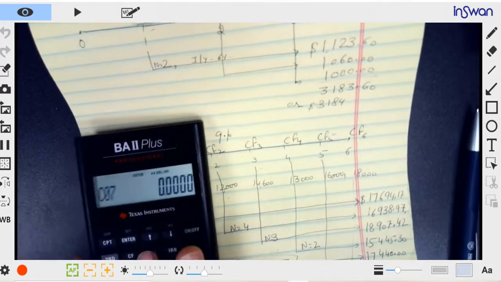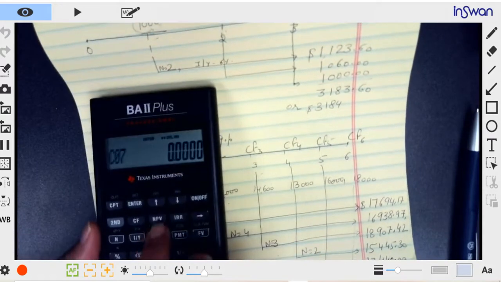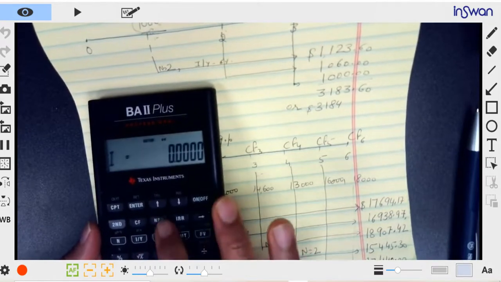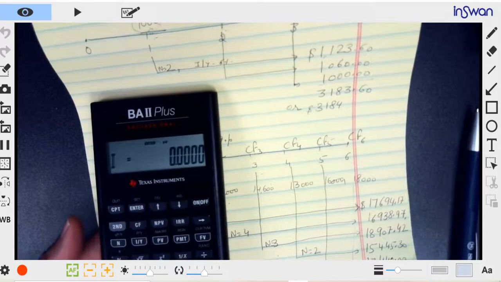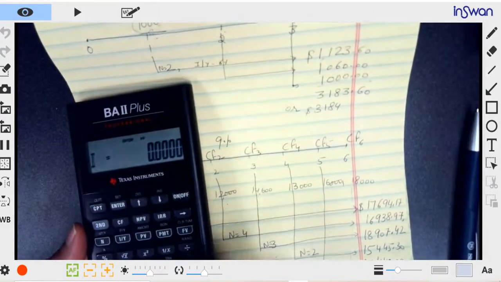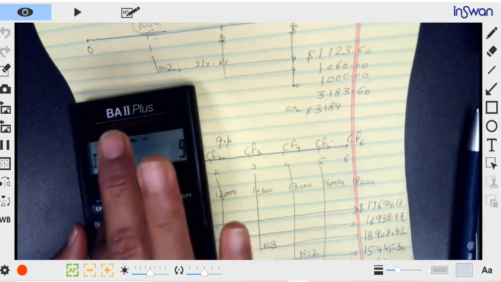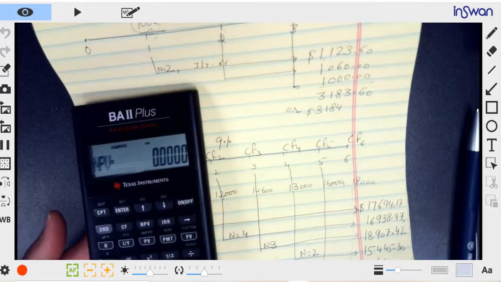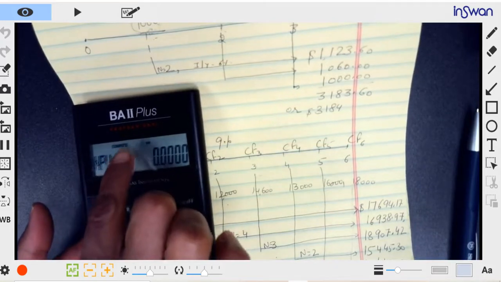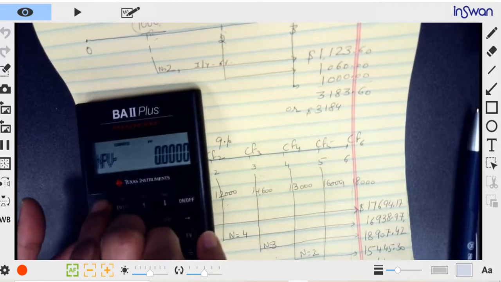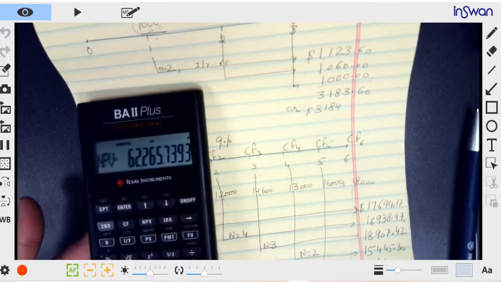Once you reach this stage, press this button, NPV. Once you press NPV, it is asking for I. I is the interest rate, which is 9% in this problem right here. So 9, enter, down arrow key. Now it is showing NPV equals 0. Can you see the symbol that it says here? Compute. That means you have to press the button CPT, compute.